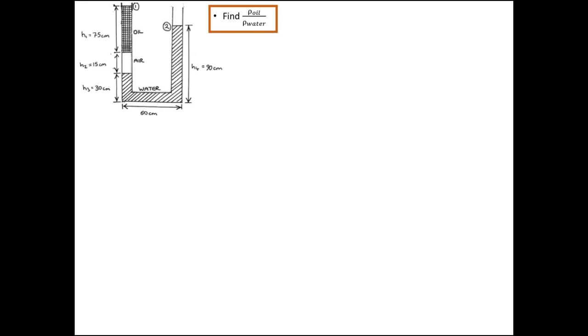So the problem which we're going to look at involves a U tube which is filled with a number of different fluids. So we see we have oil here on the left hand side, below that we have air, and then we have water occupying the rest of the U tube. And what we've been asked to do is use the information which we have here, the different heights and the different fluid types, in order to find the ratio between the density of the oil and the density of the water.